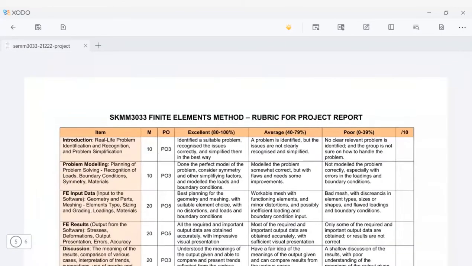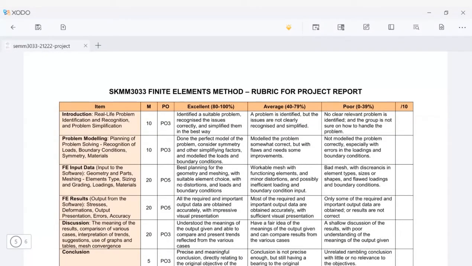Now this is the rubric. This is what you need to score the best score. I give you the rubric. So introduction: excellent is this. Identify a suitable problem, recognize the issue correctly, simplify it in the best way. I expect this in your report. And this one is poor: no clear relevant problem is identified.